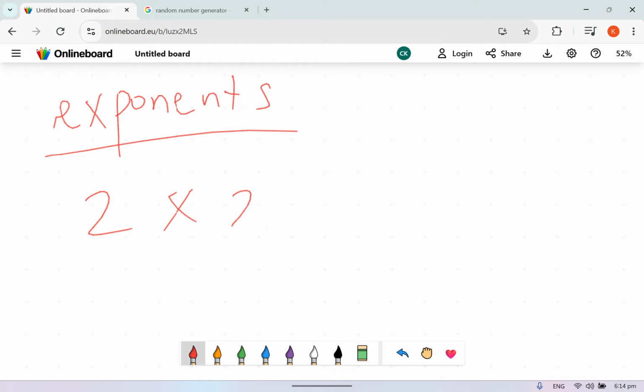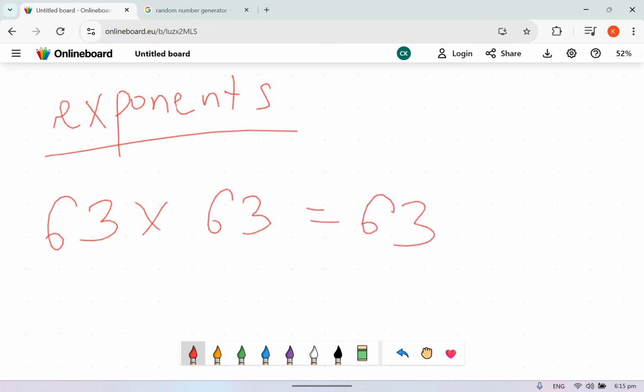2 times 2 equals 2 squared. Guys, 2 times 2 equals 2 squared. Now you probably say it's because of 2 and 2, but that's a bad example. Sorry. If I have the number 63 times 63, it's actually just 63 squared. And just so you know, this little thing is not called 2, right? We call it squared. So that's basically exponents.